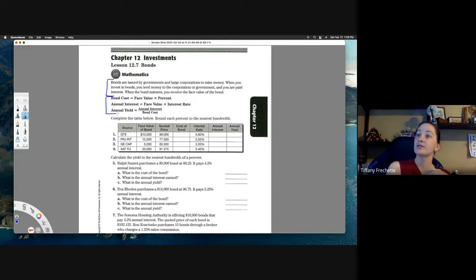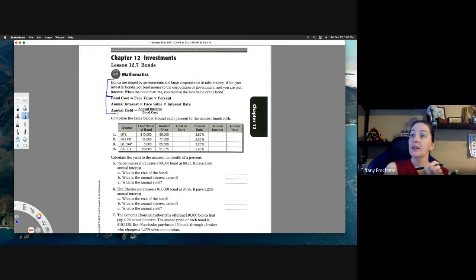So bonds are issued by governments and large corporations to raise money. When you invest in bonds, you lend money to the corporation or government, and you are paid interest. When the bonds mature, you receive the face value of the bonds. So, short and skinny of it, I guess, is that you're lending money to the government or to the companies, and they're paying you for lending your money.